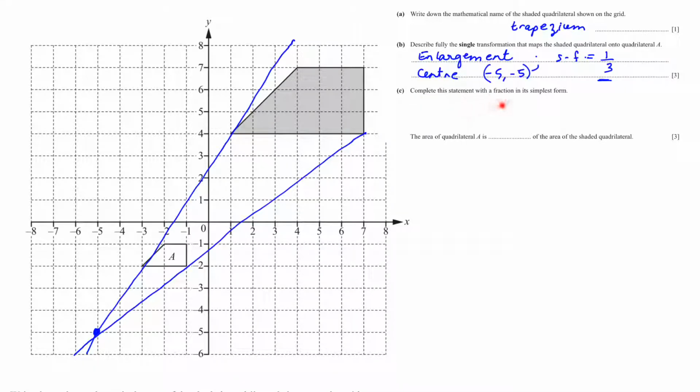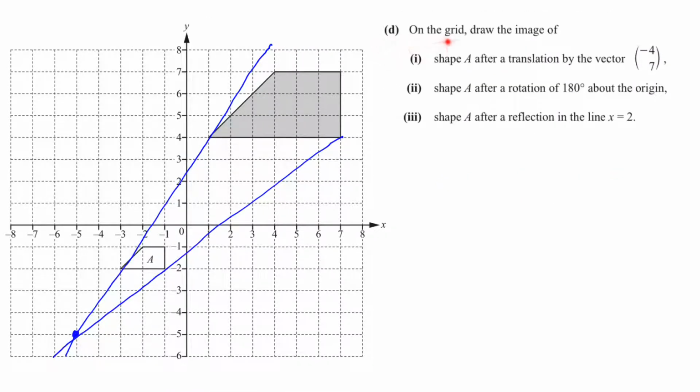For C, complete this statement with a fraction in its simplest form. The area of quadrilateral A is dash of the area of the shaded quadrilateral. Our scale factor is 1/3. Because it is area, we have to square our scale factor. So it is 1/9. So the area of quadrilateral A is 1/9 of the area of the shaded quadrilateral. It's an easy 3 marks if you understood the concept.